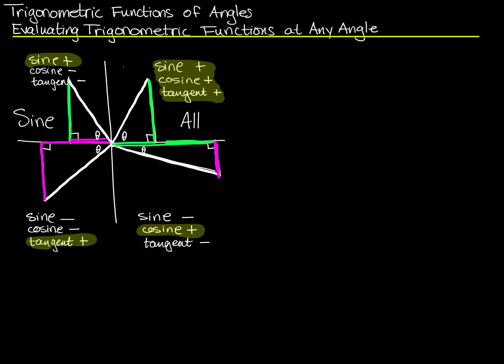Everything else is negative. Sine and cosecant, right? If sine is positive, so is cosecant. In quadrant 3, it's only tangent that's positive. And in quadrant 4, it's cosine.